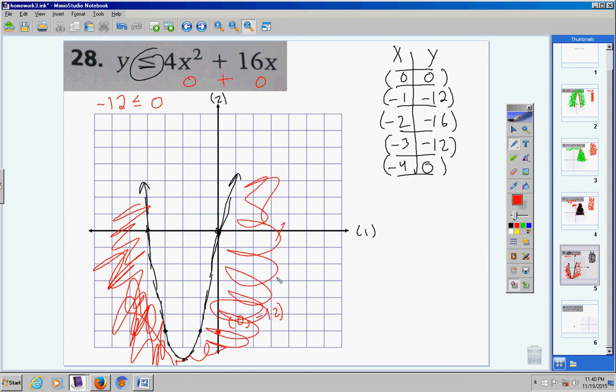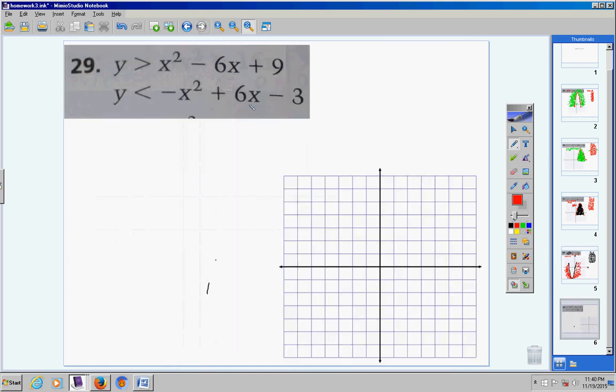Alright. One more problem. This was a little more difficult, but one more problem, and then we'll be finished. Now, I'm going to get an extra page for this one.